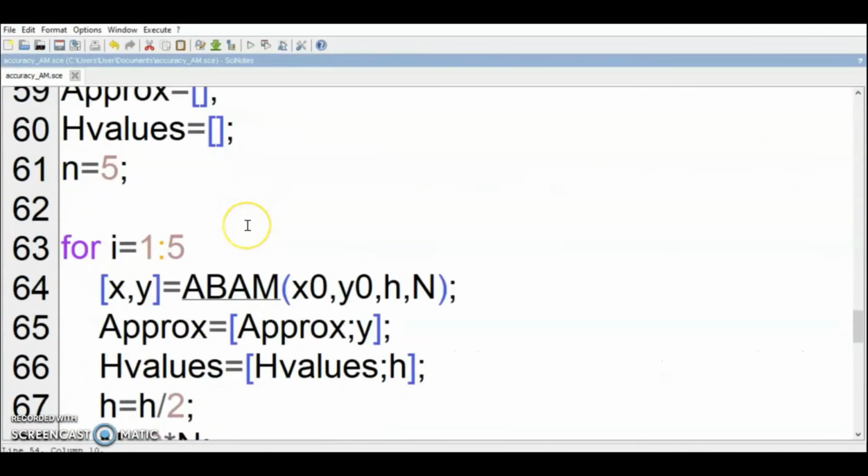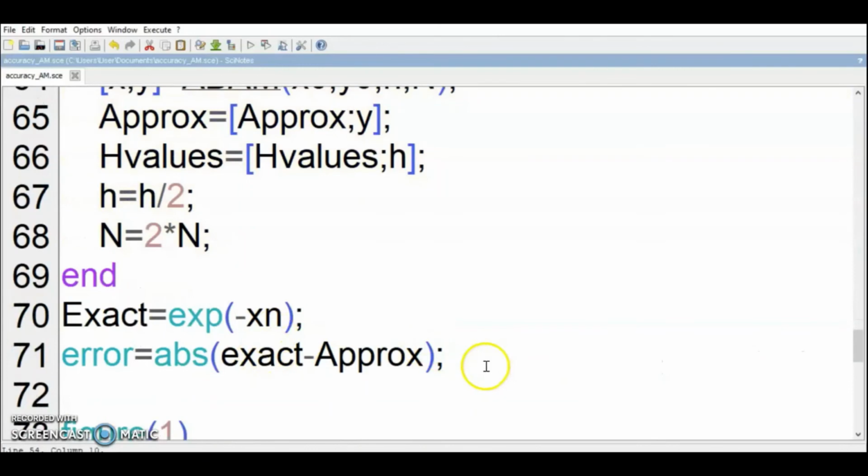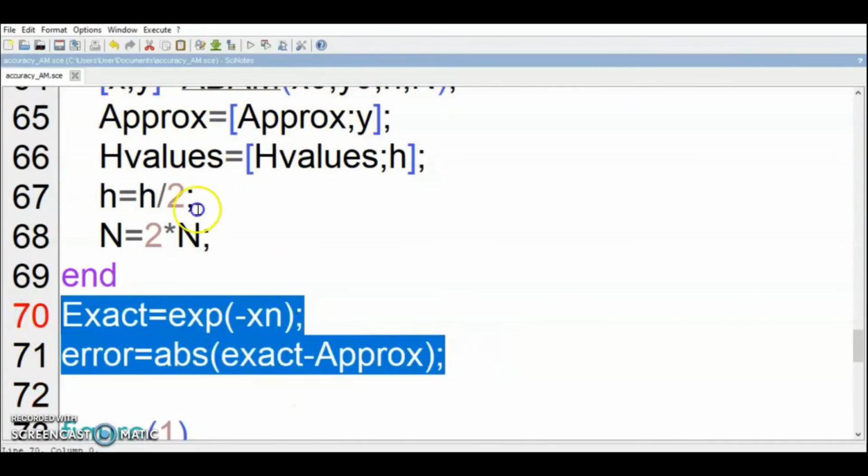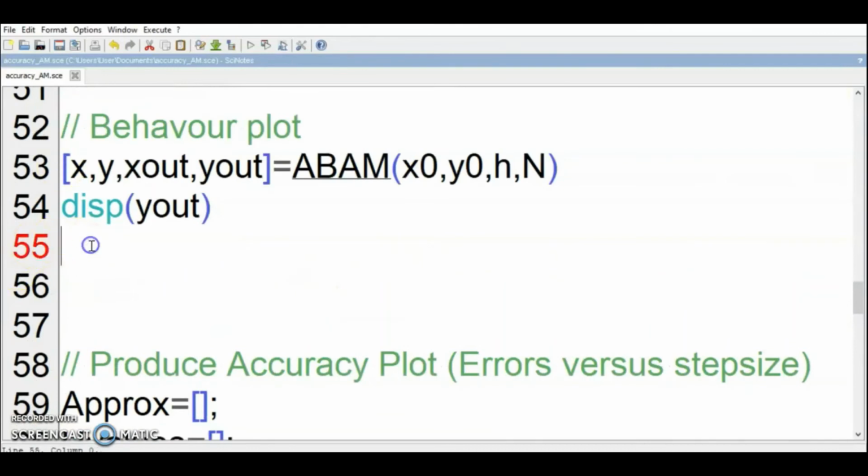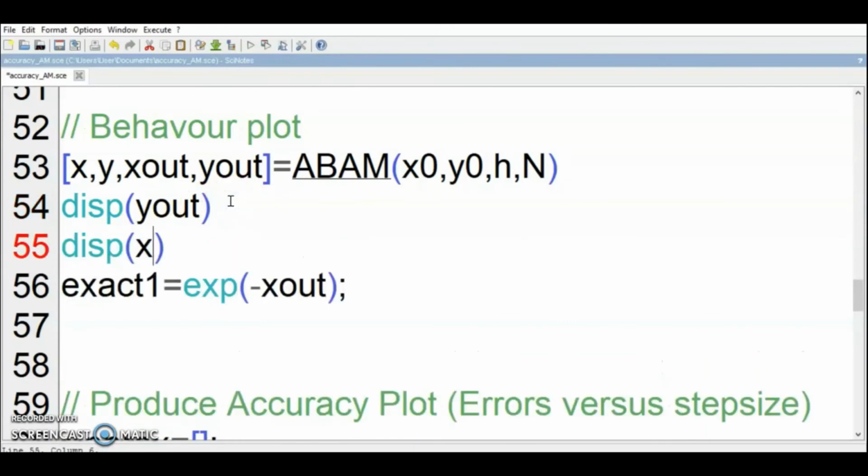So what's the exact solution here? I just need exact. Let's say exact1, because I already defined exact there. It's my exponent negative x out, all my x values. So my x should be from 0 to 1. If you're not too sure, display this x out.